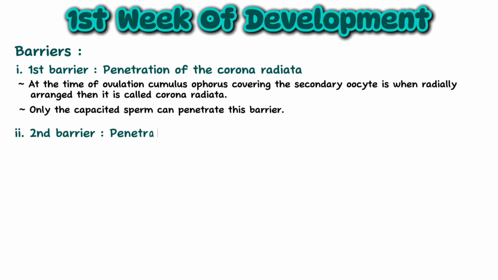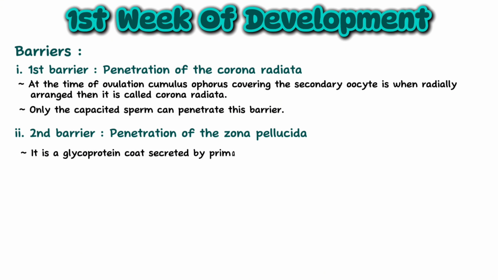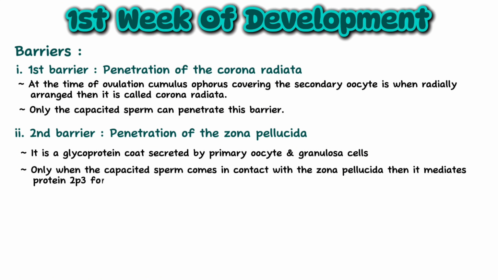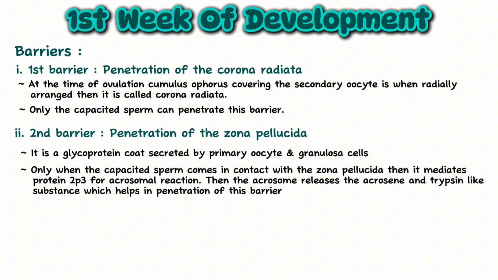Now let's come to the second barrier, which is penetration of the zona pellucida. Zona pellucida is a glycoprotein coat secreted by the primary oocyte and granulosa cells. Penetration of the zona pellucida occurs when the sperm comes in contact with it and the acrosomal reaction occurs, due to which acrosin and trypsin-like substances are released, which helps in the penetration of this barrier.